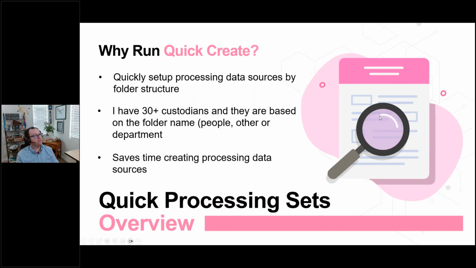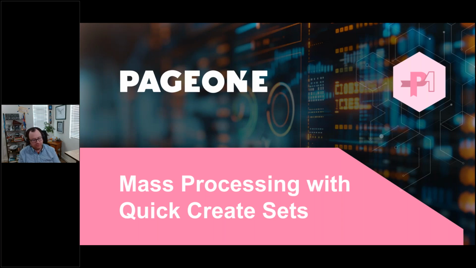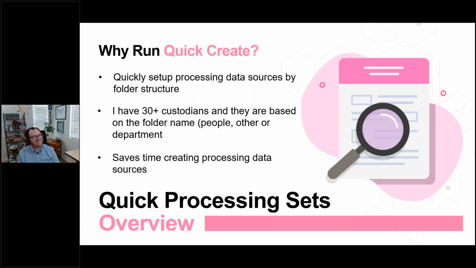So there we go, perfect. So why run a quick create set? Basically, if you have many data sources, so let's say you get 50, 75 custodians, and they're named by folder. Essentially, what you can do is have it create the custodian off of the folder structure, assign it to the data underneath of that, and add it to a data source at one time.